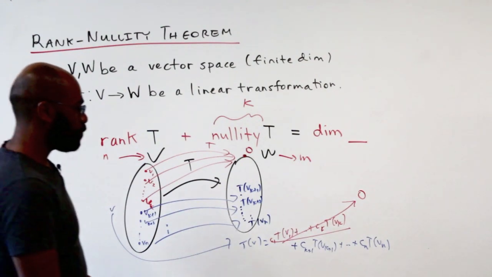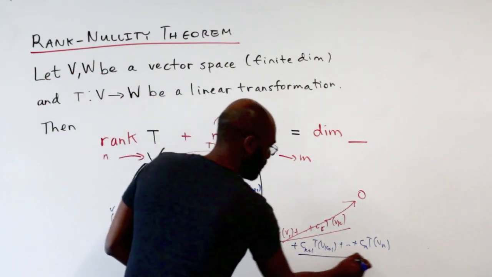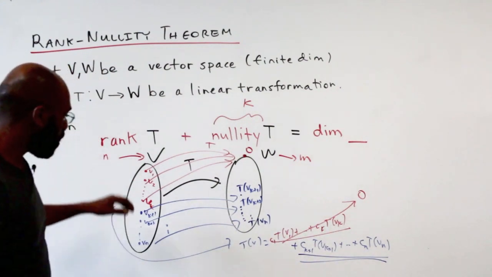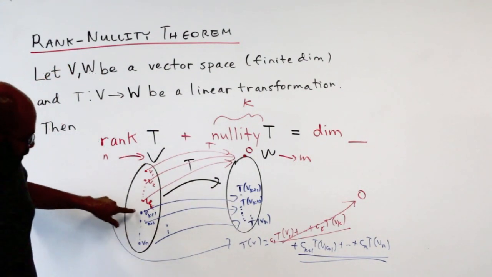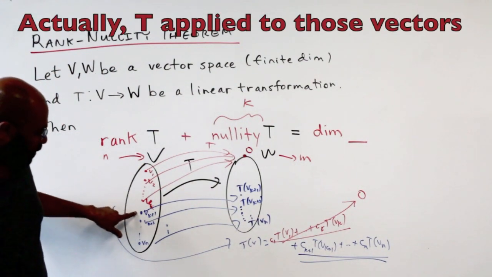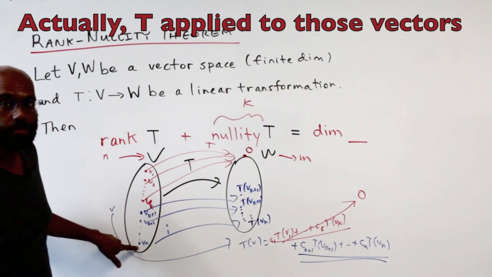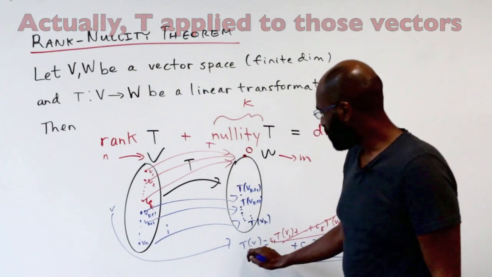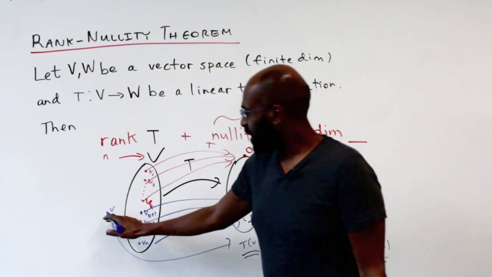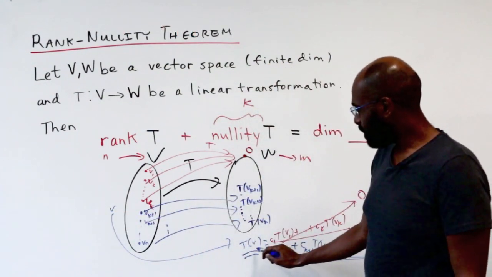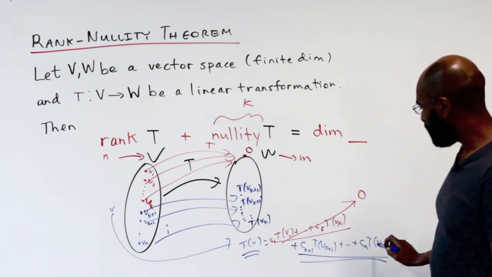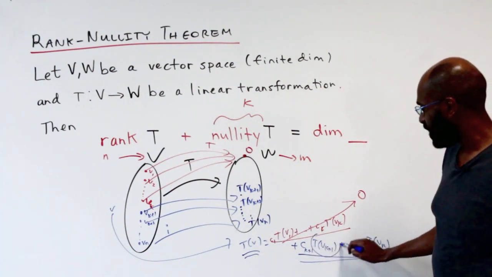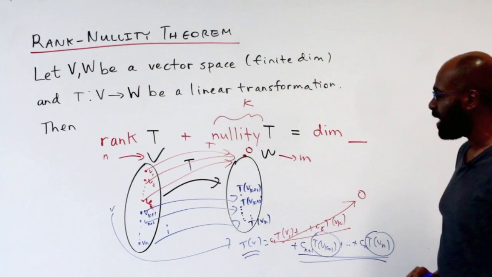So T of V really can be expressed as a linear combination of the part of the basis of V that runs from the vectors Vk plus 1 up to Vn. So another way to think about this is every single vector in V, its image under T can be written as a linear combination of T of Vk plus 1 up to T of Vn.